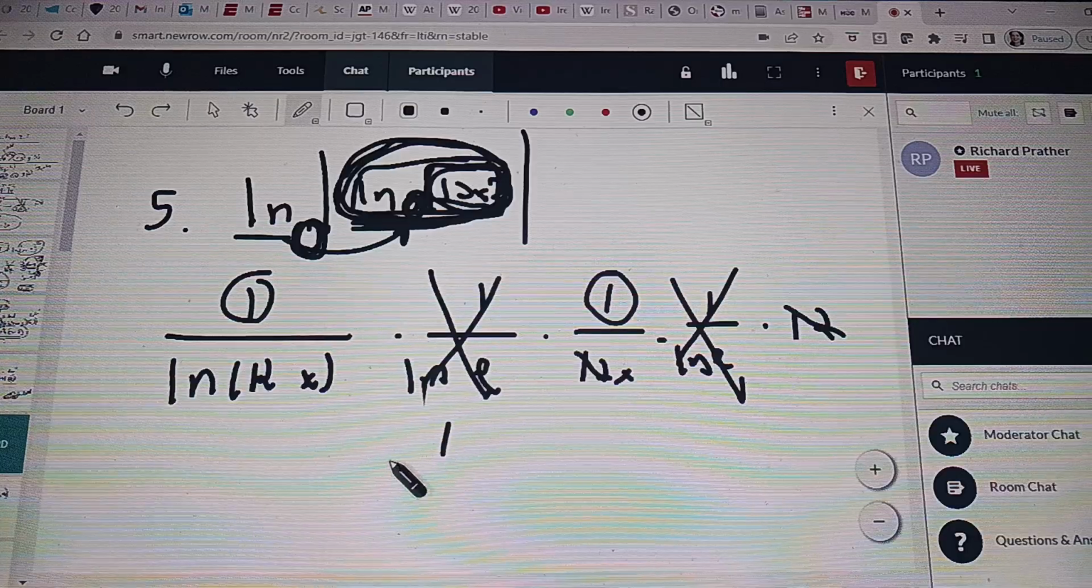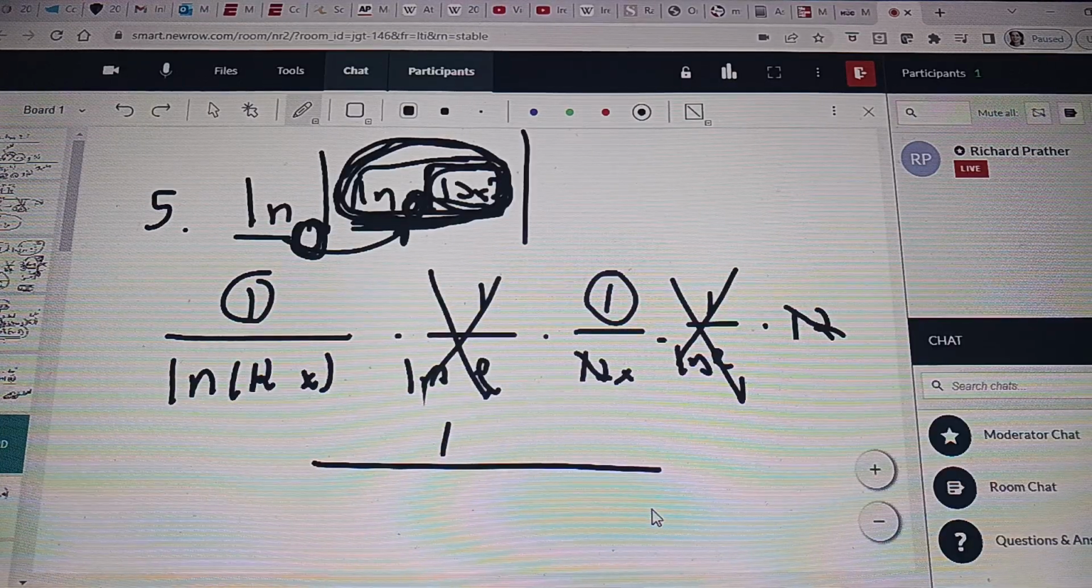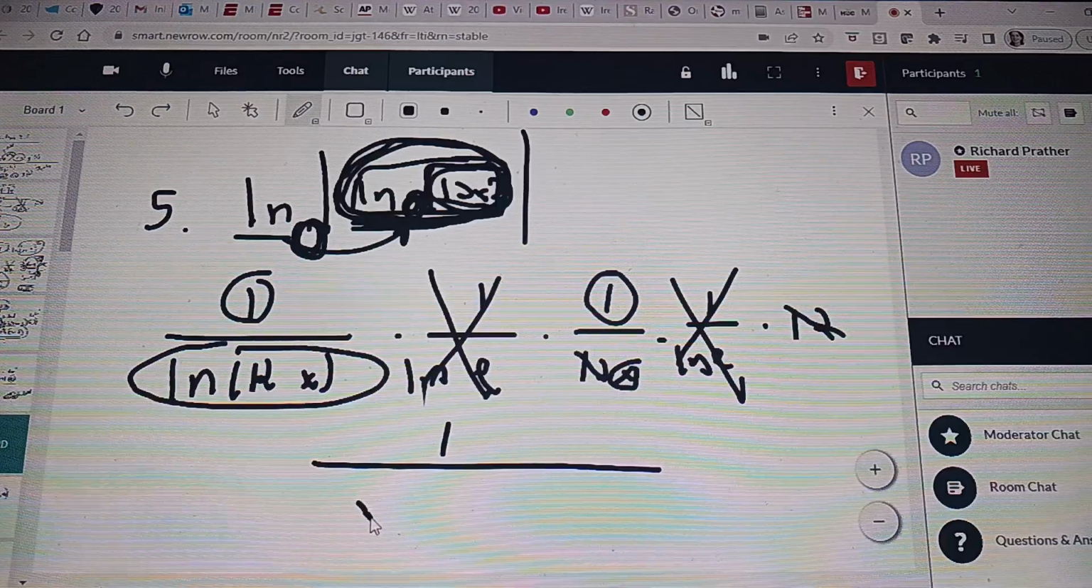You can't have a top of a fraction blank. The bottom of a fraction can be blank, but not the top. So I've got to have a 1 in the top, and then I need an x and this in the bottom, and usually you put the regular x in front and the ln stuff in the back.